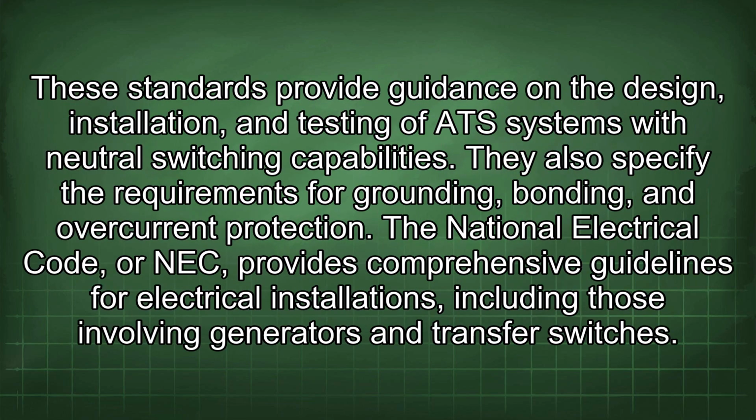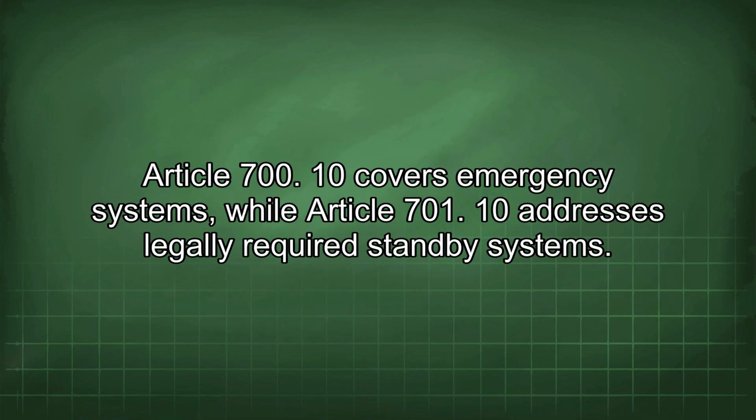These standards provide guidance on the design, installation, and testing of ATS systems with neutral switching capabilities. They also specify the requirements for grounding, bonding, and overcurrent protection. The National Electrical Code, or NEC, provides comprehensive guidelines for electrical installations, including those involving generators and transfer switches. Article 710 covers emergency systems, while Article 701 addresses legally required standby systems.